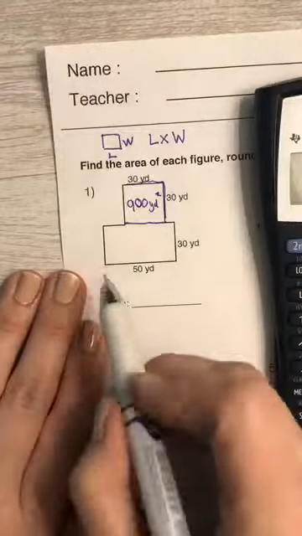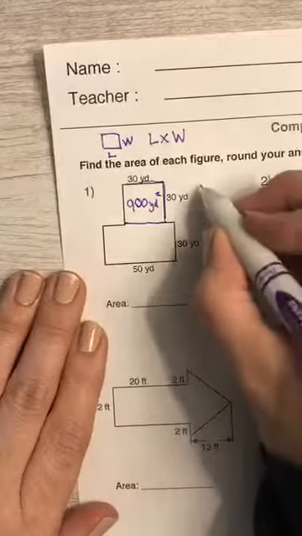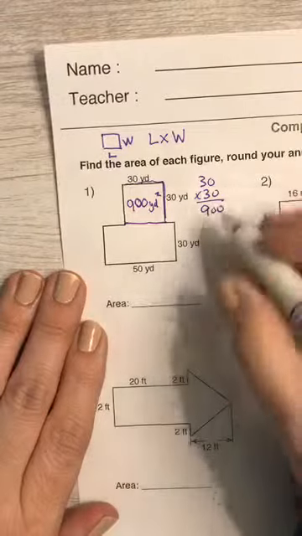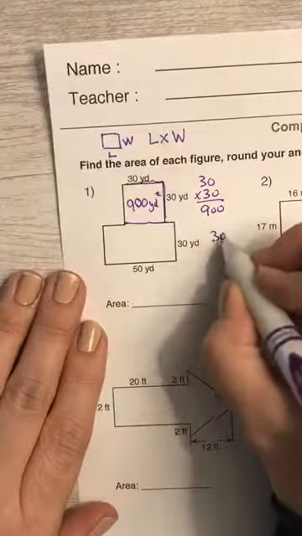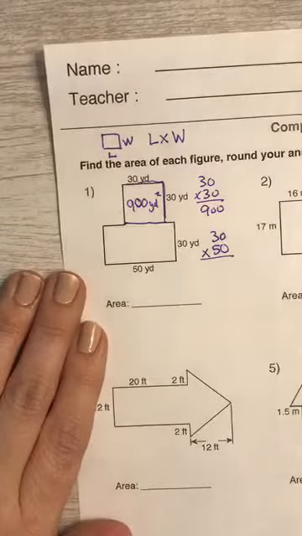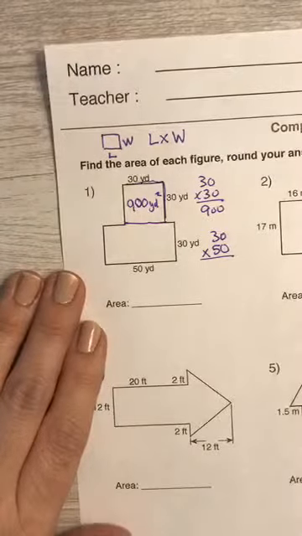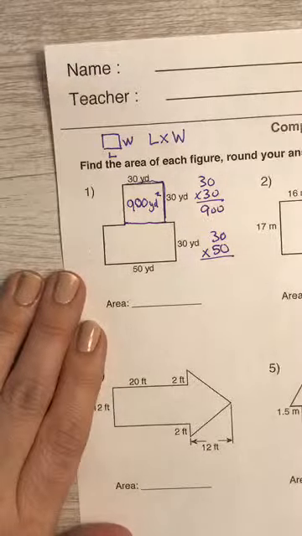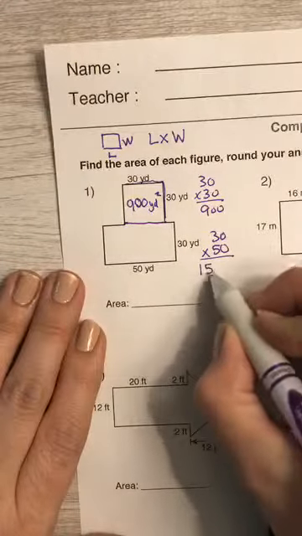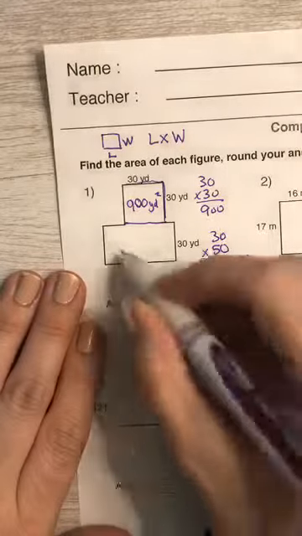The bottom rectangle is going to be 50 times 30. So the top one was 30 times 30 to get 900. The bottom one is going to be 30 times 50. Do that now. And you could pause the video if you need to, and then restart it. You should get 1,500 yards squared.